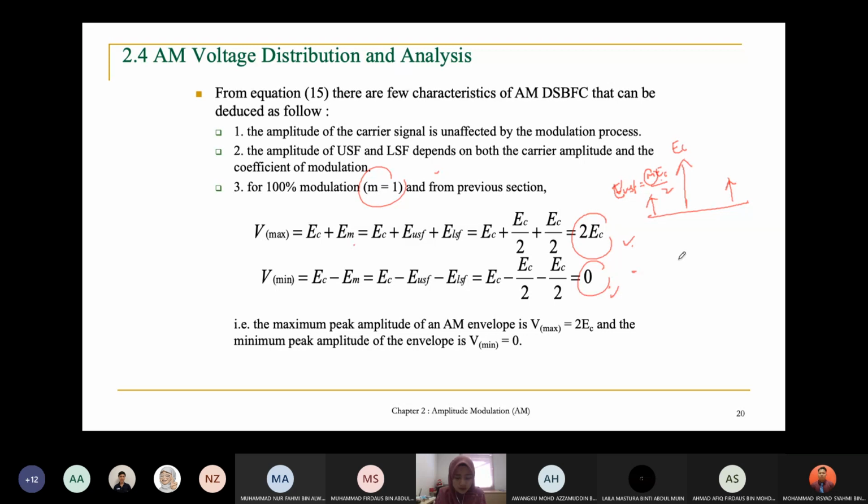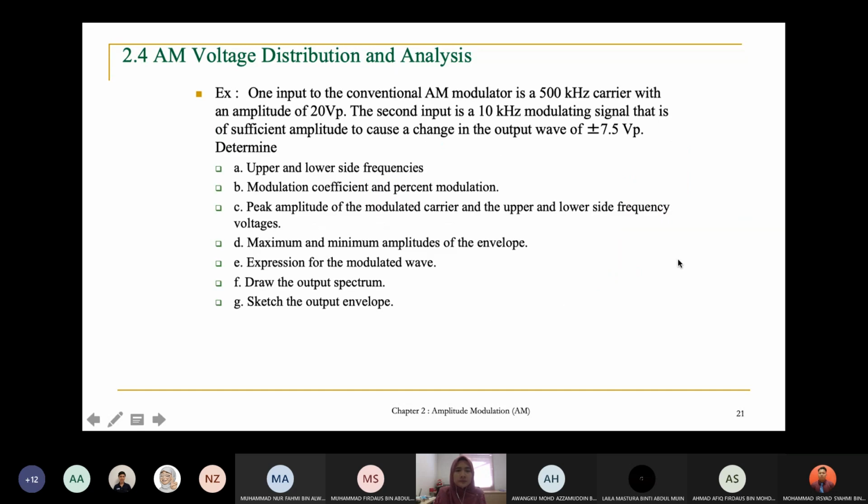Okay, so next we have another example. One input to the conventional AM modulator is a 500 kHz carrier with an amplitude of 20 Vpeak. The second input is a 10 kHz modulating signal that is of sufficient amplitude to cause a change in the output wave of 7.5 Vpeak.